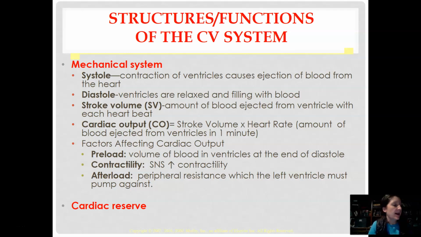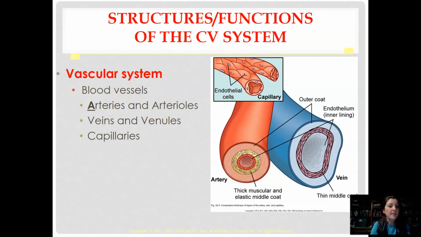You can increase your cardiac output in response to a crisis or exercise. Okay, so the vascular system, this should be a review. Remember that arteries have very thick muscular walls, and so they change shape easily in response to blood pressure and various other things. They can vasodilate and they can vasoconstrict.